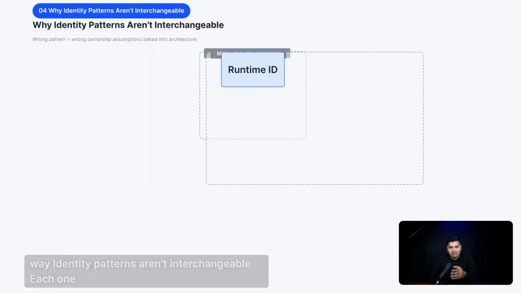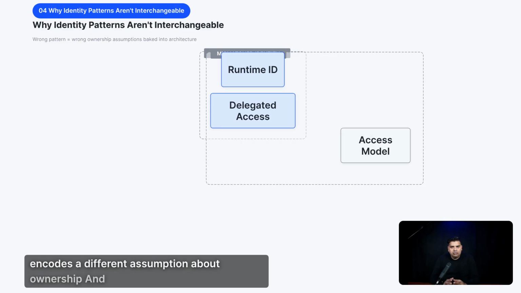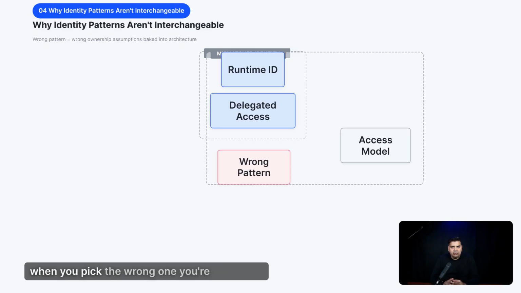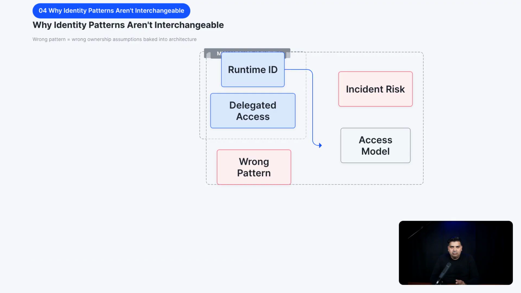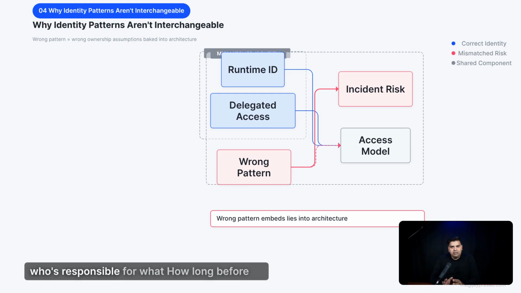Think about it this way. Identity patterns aren't interchangeable. Each one encodes a different assumption about ownership. And when you pick the wrong one, you're not just making a security trade-off. You're building confusion into the system's architecture. The access model becomes a lie about who's responsible for what. How long before that lie causes a real incident?